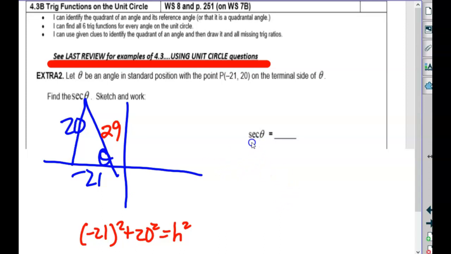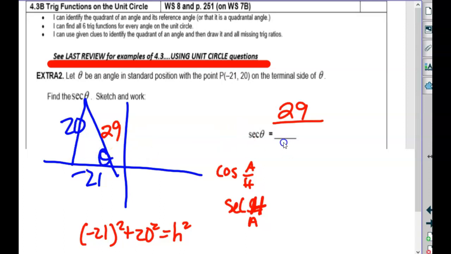Well, cosine is adjacent over hypotenuse, so secant is hypotenuse over adjacent, if you want to use that definition. Hypotenuse over adjacent. Hypotenuse is 29. Adjacent to the angle right here would be negative 21. Do you think signs might be a problem on those kind of questions? Watch your signs carefully.